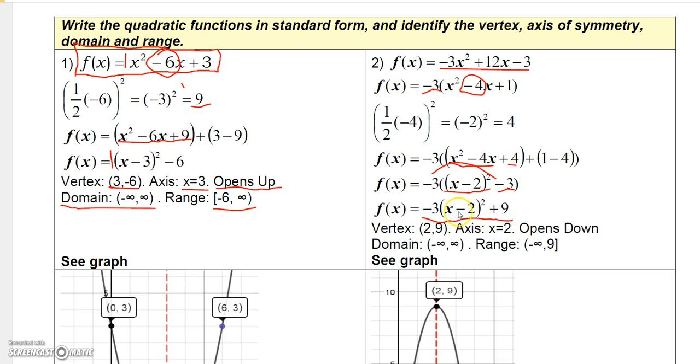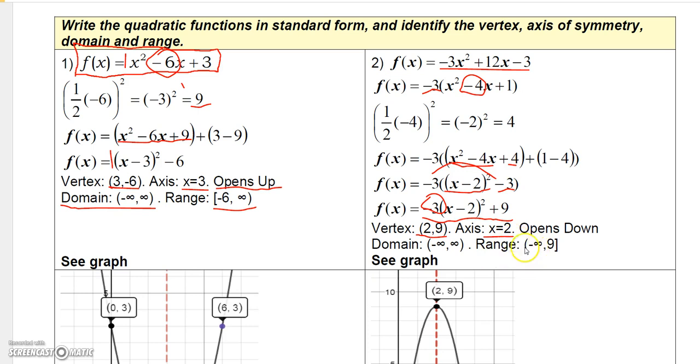And so we can see the vertex: take the opposite of this sign, which is 2, and the same sign as this, which is 9, and that will give you the vertex 2, 9. And then the axis is the vertical line x equals 2. And since the a here is negative, then we know it opens down. And the domain again is all real numbers.